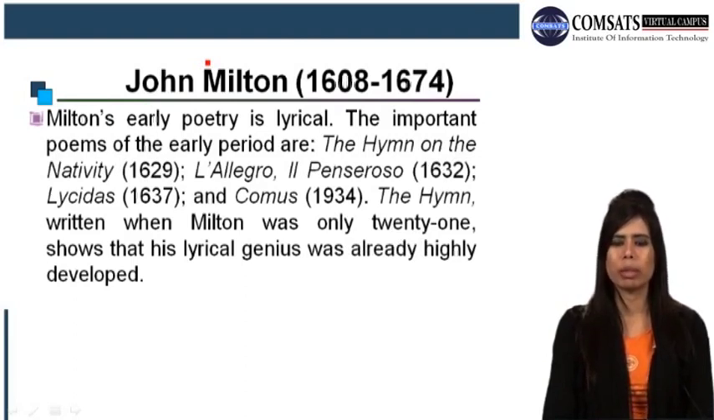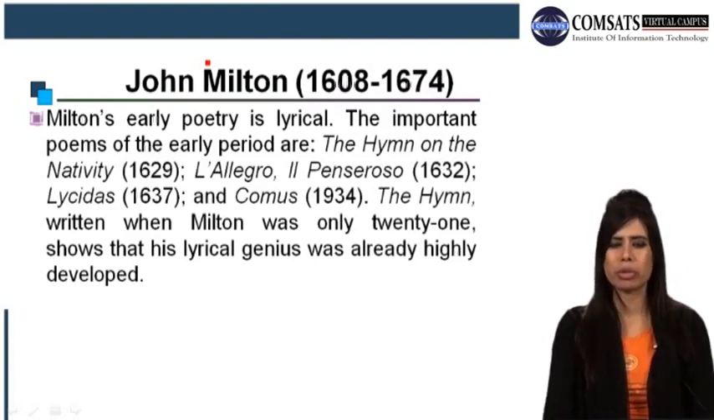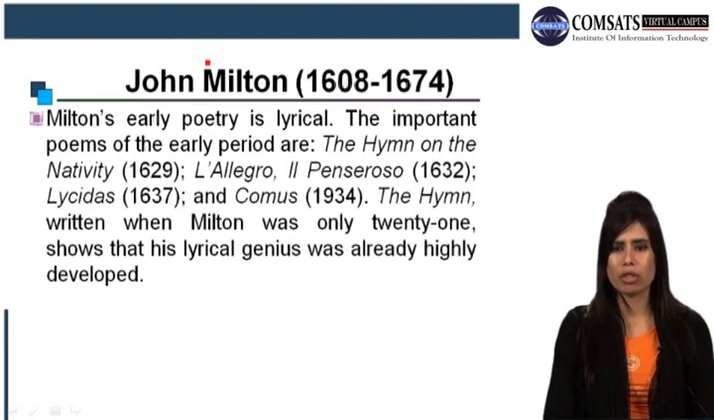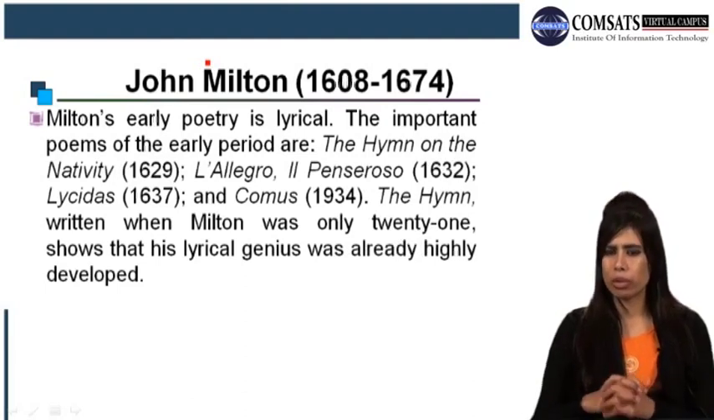The hymn was written when Milton was only 21, so he was quite young when he wrote his first poem, which was in the form of a song. It shows that his lyrical genius was already highly developed even at the age of 21. So these are some of his important early works. Here we are talking about his early poetry. Fine.